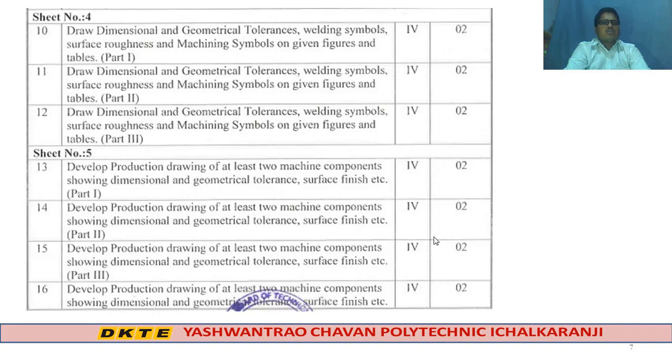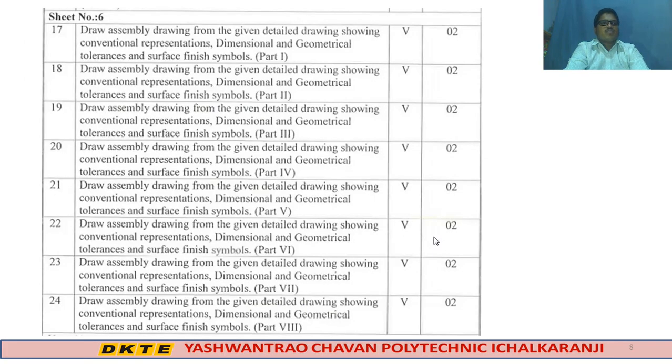Next, sheet number 5 on develop production drawing. In that we will do an actual production drawing which is used for production. In that production drawing all geometrical tolerances, surface finishes, symbols are required. If these are all available on the drawing, then and only then is this drawing known as a production drawing.